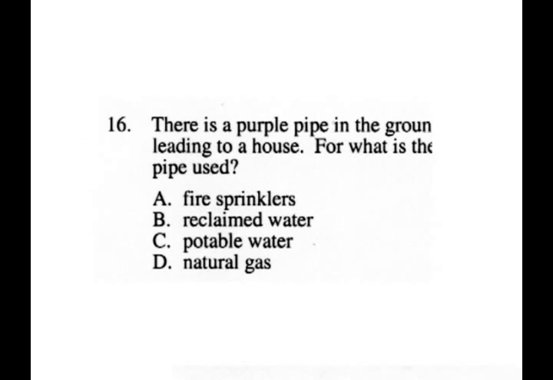Number 16, there is a purple pipe in the ground leading to a house. For what is the pipe used? The answer is letter B, reclaimed water.